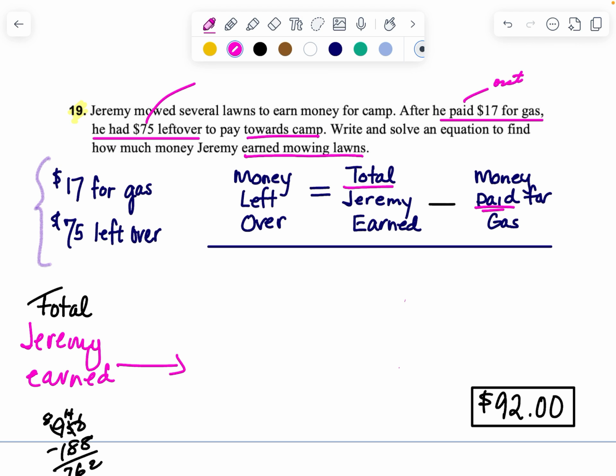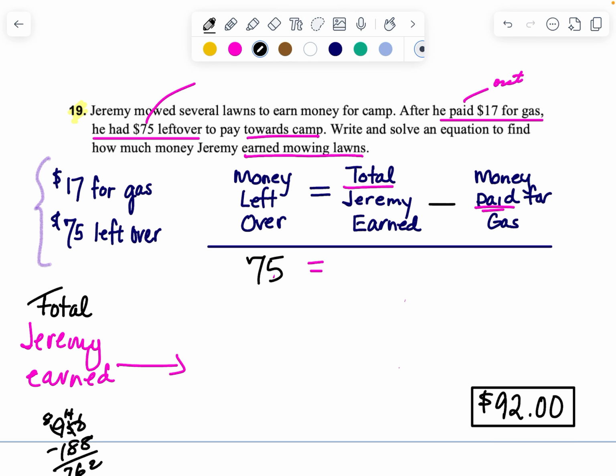So in this particular problem, what I did is I said the money left over is equal to the total he started off with minus money paid for gas. So I'm going to say, all right, well, money left over, I'm just going to say M is equal to the total Jeremy earned. Then we don't know. Oh, I'm sorry. The money left over, that's $75. I'm going to use that because we know it, right? So $75. The money Jeremy earned, though, we don't know what that is. That's what the question is asking. So then you have money paid for gas is $17.